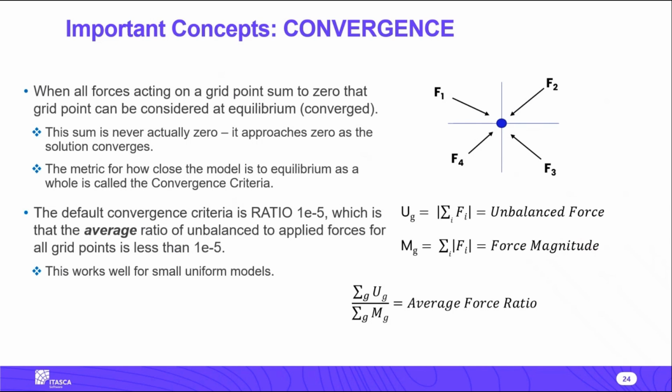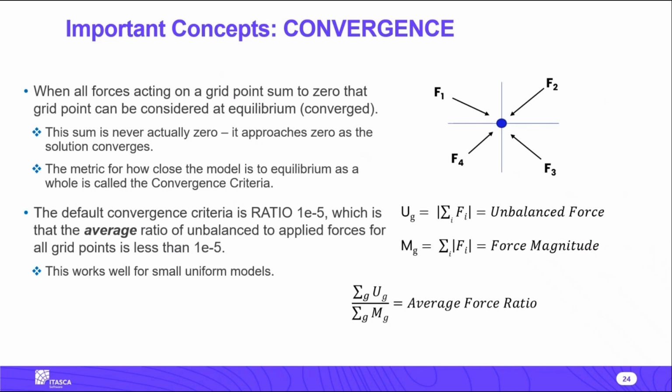That's fine. People do this all the time. It works. The problem is that this is a global measure. It's the average in the whole model, right? So it looks at the average unbalanced force in the whole model and the applied force in the whole model, and it works out that ratio. And if it's below 1e minus 5, it says I'm solved.